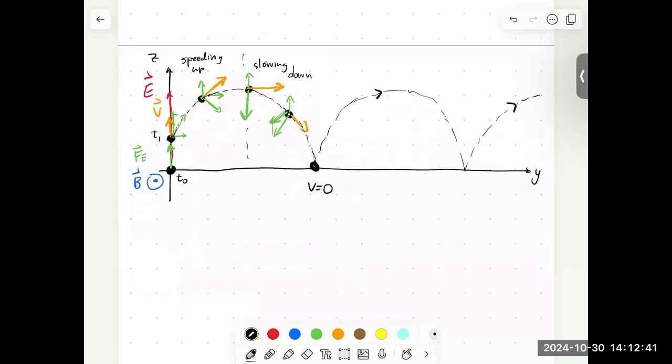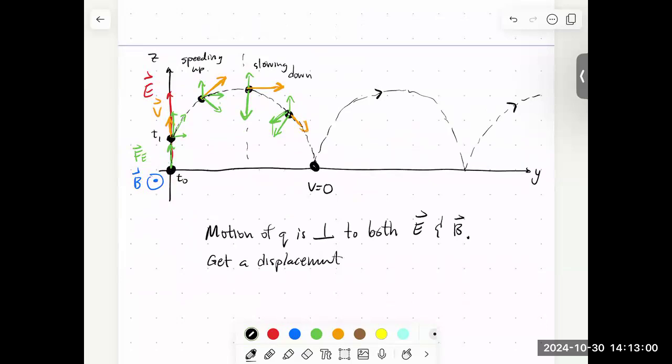Okay, this motion of Q is perpendicular to both E and B, and we get a displacement along the y-axis. So you can see already where we get a pretty simple situation. Just put a charge at rest in a perpendicular electric and magnetic field, and we already get some non-intuitive, complex motion out of that.